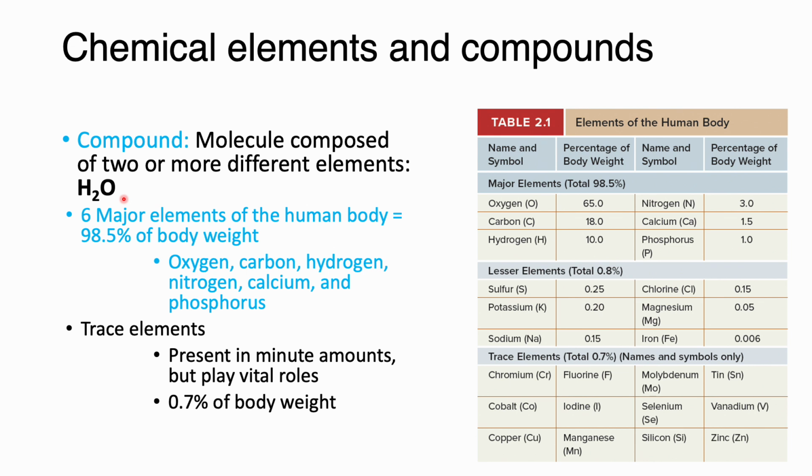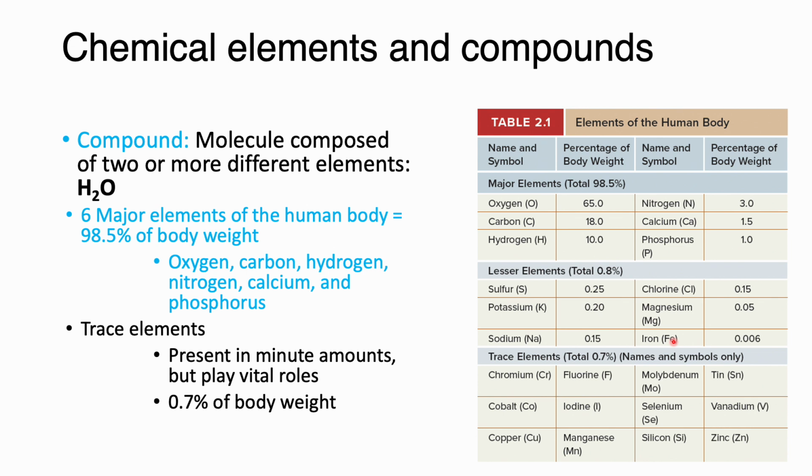We are going to focus on the important elements that the human body is made up of. So 6 major elements of the human body. Those are oxygen, O, carbon, C, hydrogen, H, nitrogen N, calcium Ca, and phosphorus P. Some of the lesser elements are sulfur, potassium, which is K, sodium is Na, chlorine, magnesium, and iron.